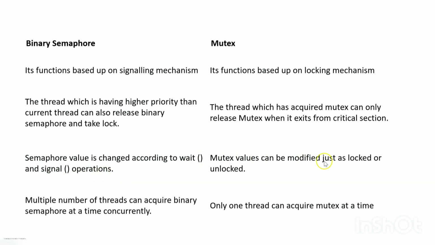Now mutex values can be modified just as locked or unlocked. So there is a locking happening in the mutex, but here wait and signal are the two operations. Now multiple threads can acquire the binary semaphore concurrently at a time. Here only one thread can access it, and only that thread can release it. Only when it is released can the other thread access it, and then that thread has to release it.